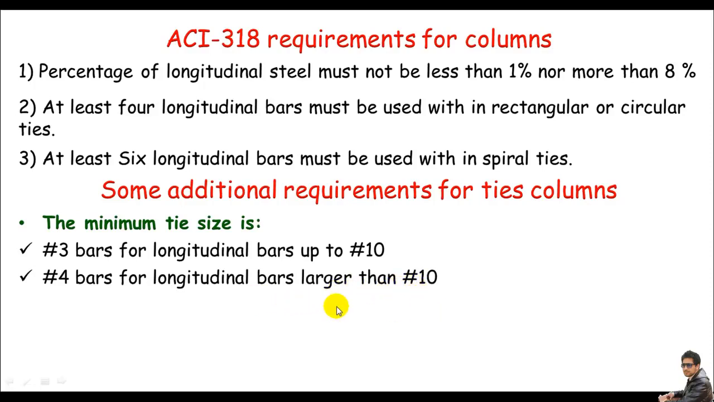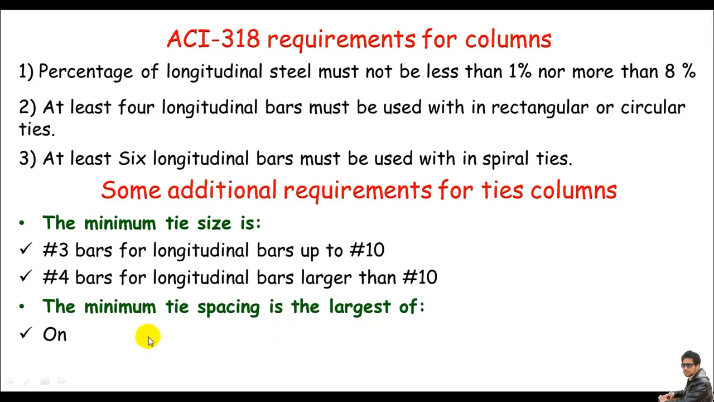This is a good ratio, I think. And commonly we also use this, guys, so this is a good requirement, right? The next thing is the minimum tie spacing. The minimum tie spacing is the largest of these two: 1 inch or 1 main bar's diameter. So the largest of these can be taken for minimum tie spacing.